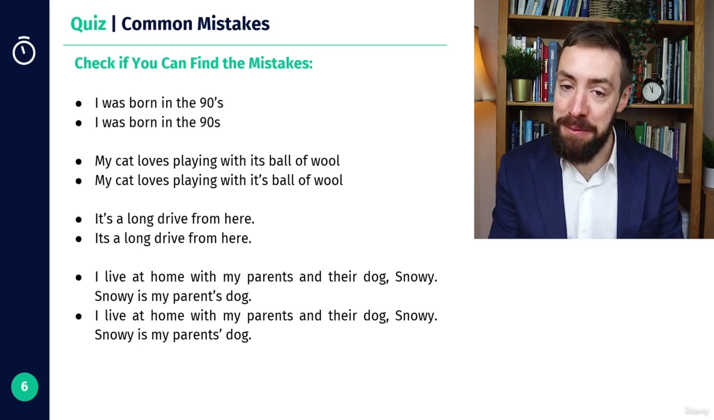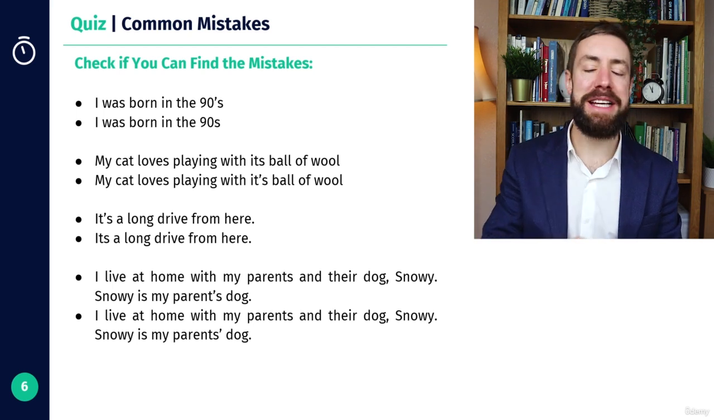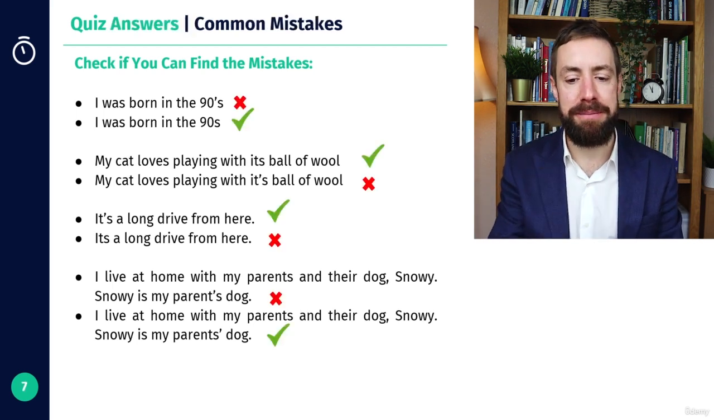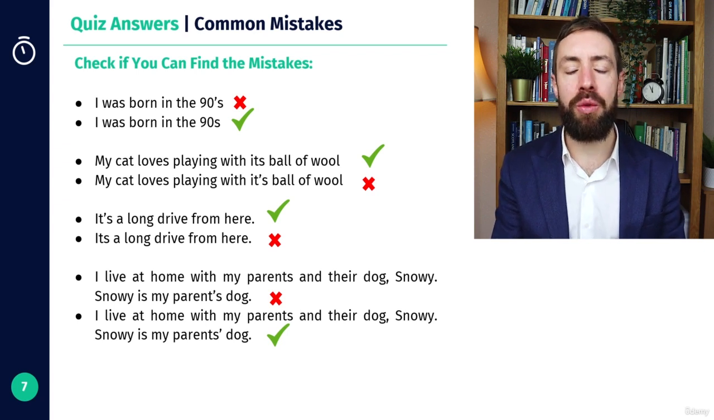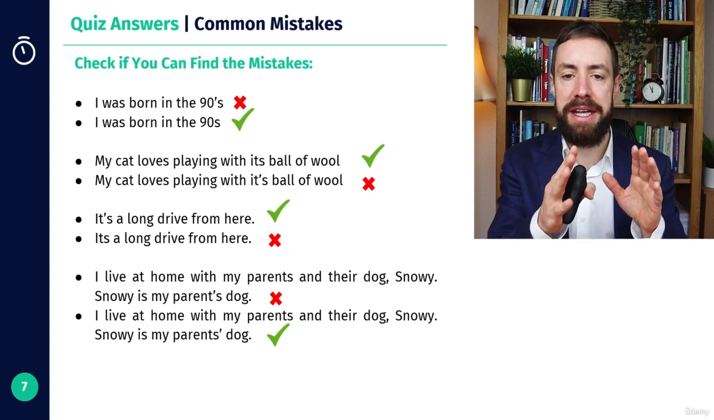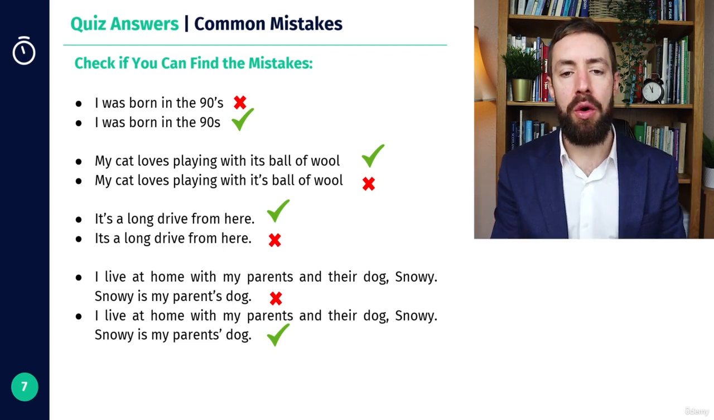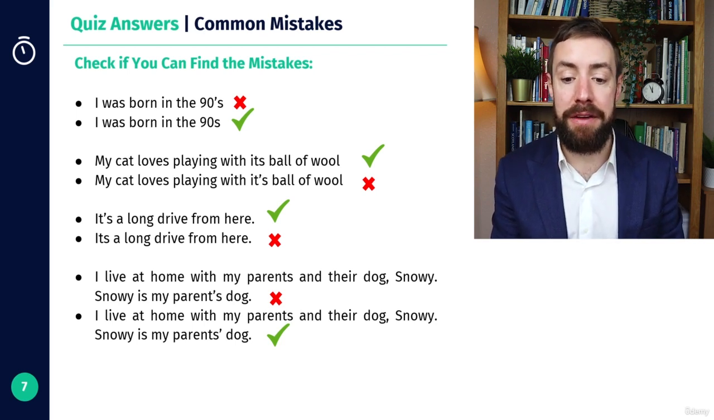All right, so hopefully you paused and had a try. If you didn't, do it now. But let's take a look at those answers. So the first one, I was born in the 90s. So when we're talking about the decade, like the 80s, the 90s, the 2000s, we don't add an apostrophe. No apostrophe needed.